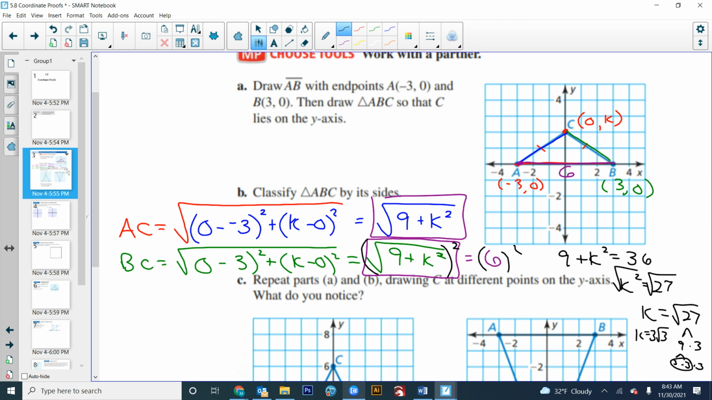So what does that mean? 0, comma, a little more than 5 would be where point K or C needs to be to make this triangle equilateral. That's kind of cool, right?